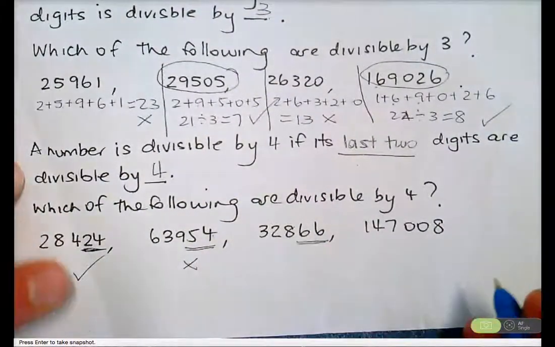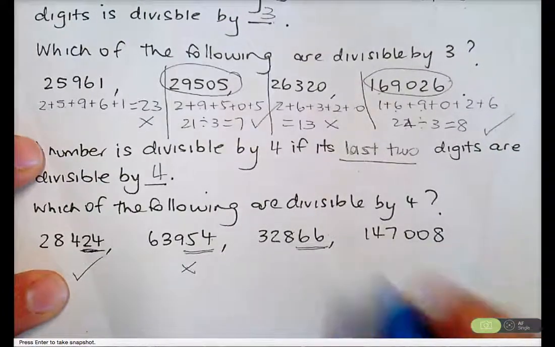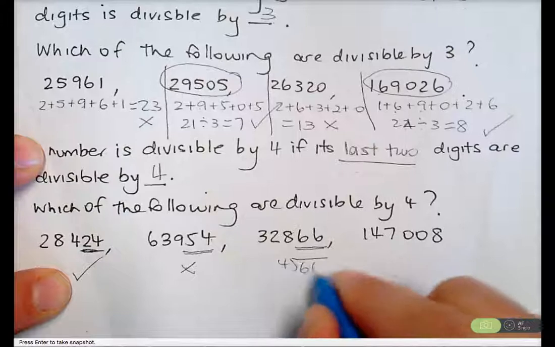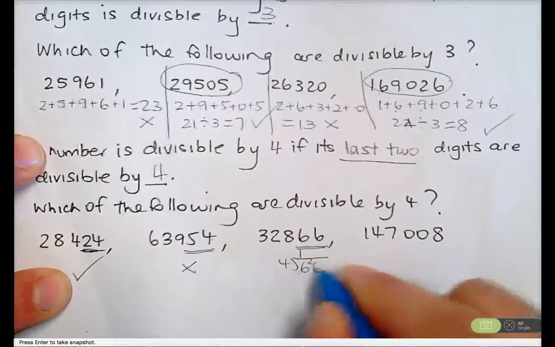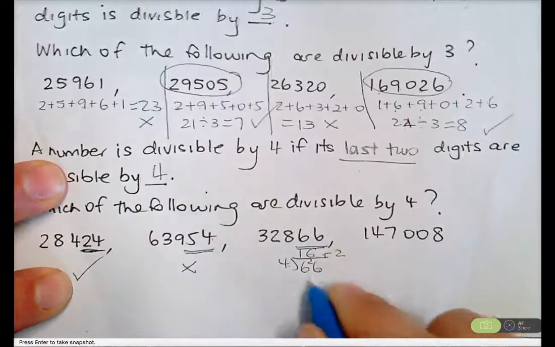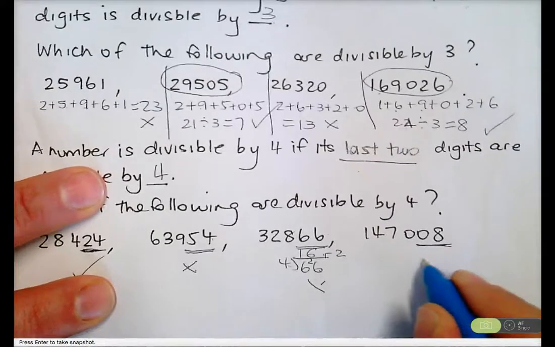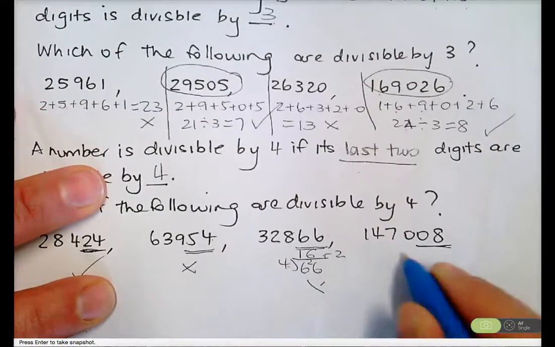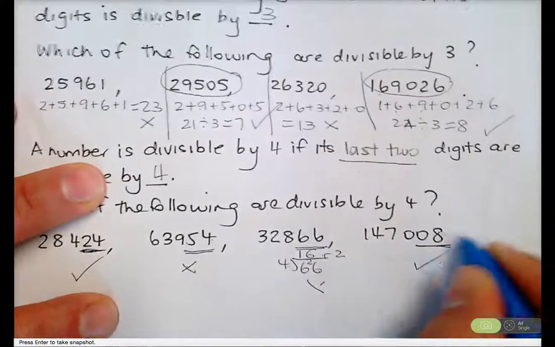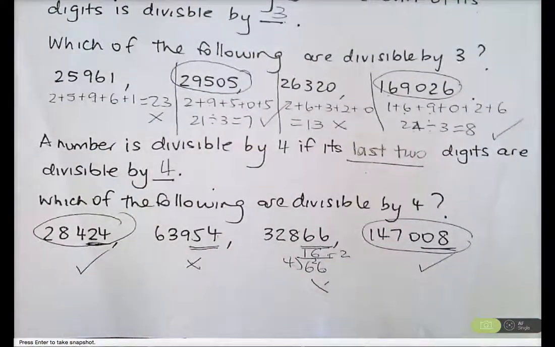Would 66, is that divisible by 4? Well, you can try it. 4 into 66 goes 16 remainder 2, that is not. And the last number here, 08, is 8 divisible by 4? Yes. So they're the basic rules that you need to know.